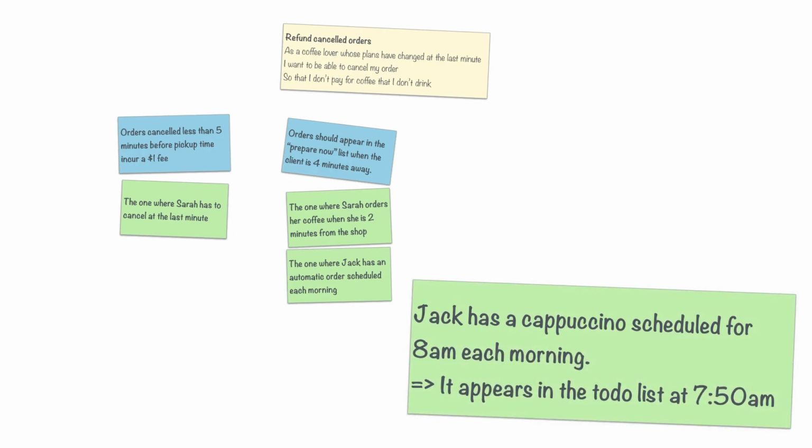Sometimes we might add a little bit more detail if the outcome isn't immediately obvious from the example. For instance, we might want to flesh out the fact that a scheduled order appears in the to-do list 10 minutes before its scheduled pickup time. We could say something like this. Jack has a cappuccino scheduled for 8 a.m., so it appears in the to-do list at 7:50 a.m.